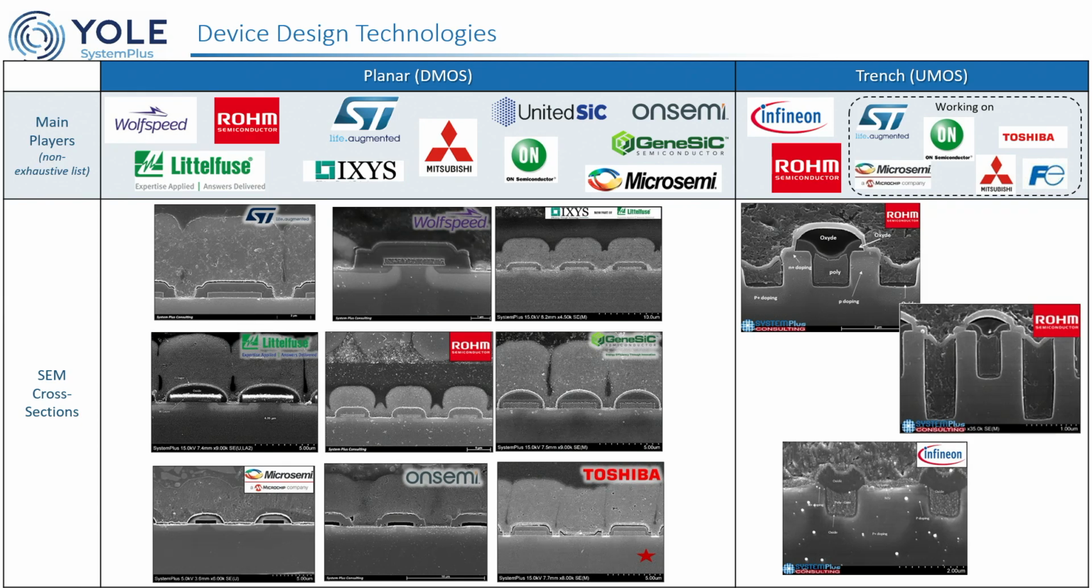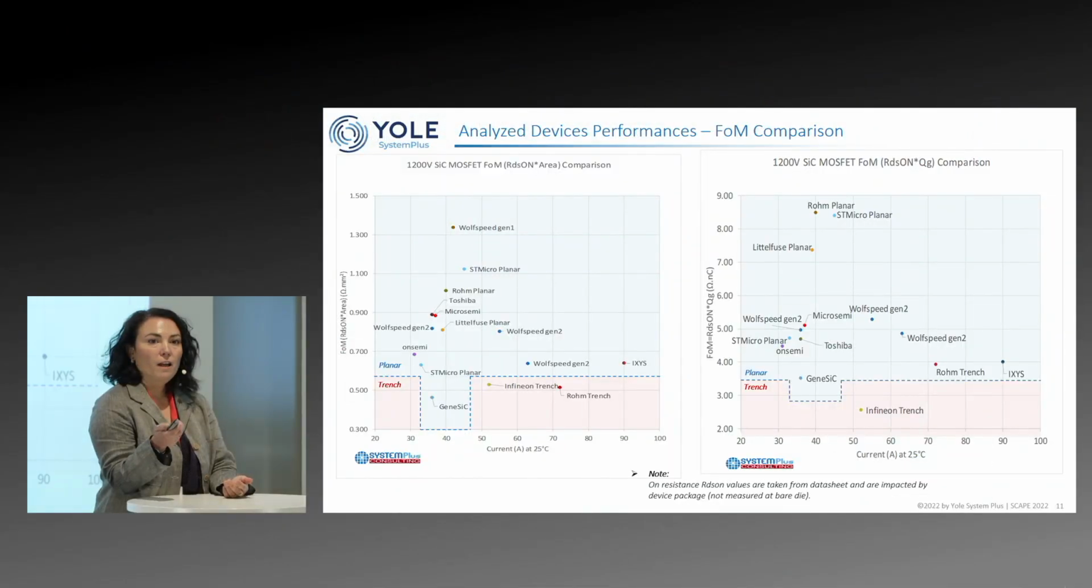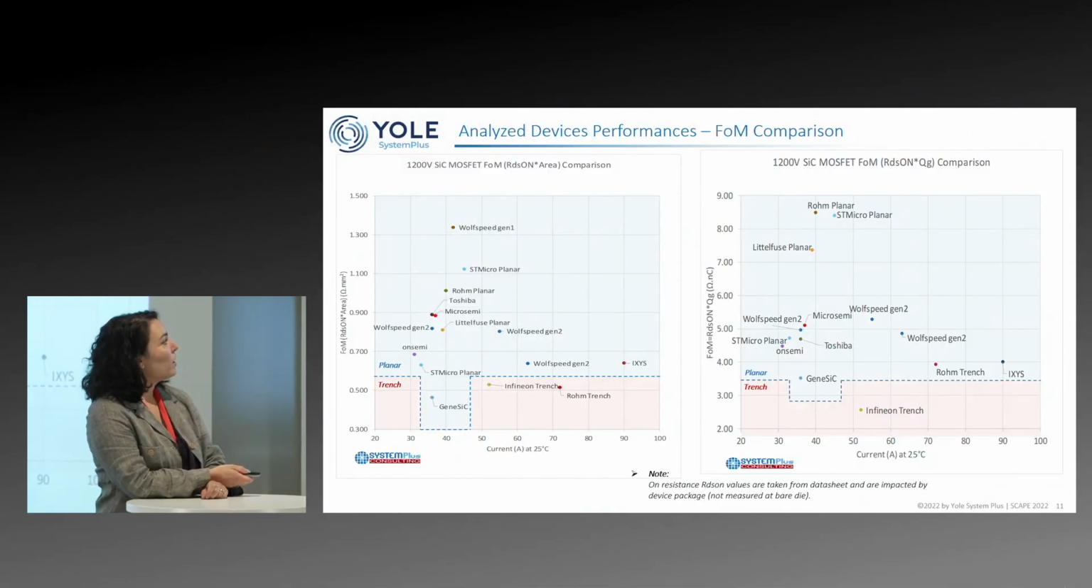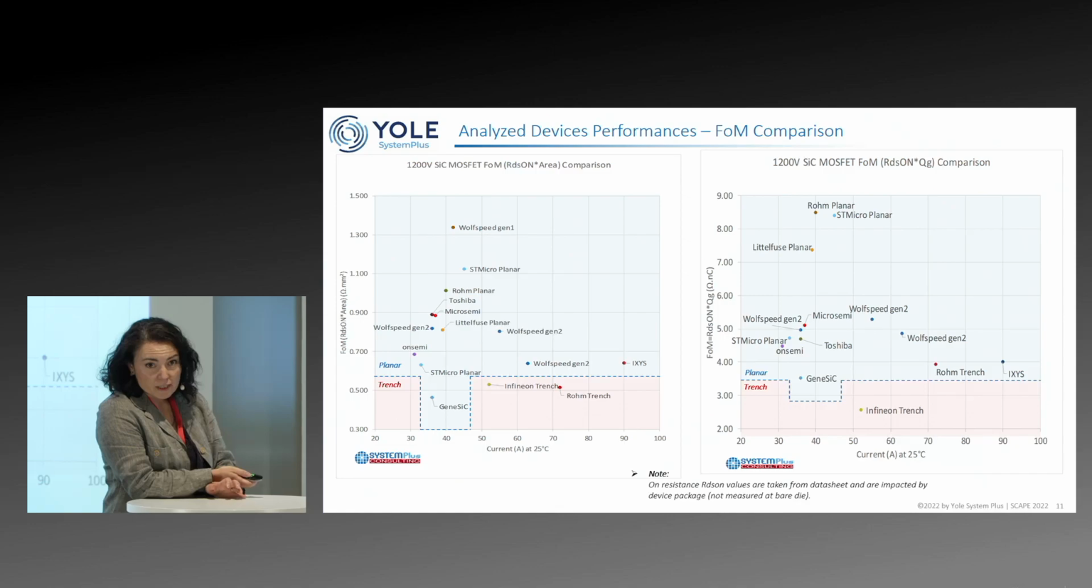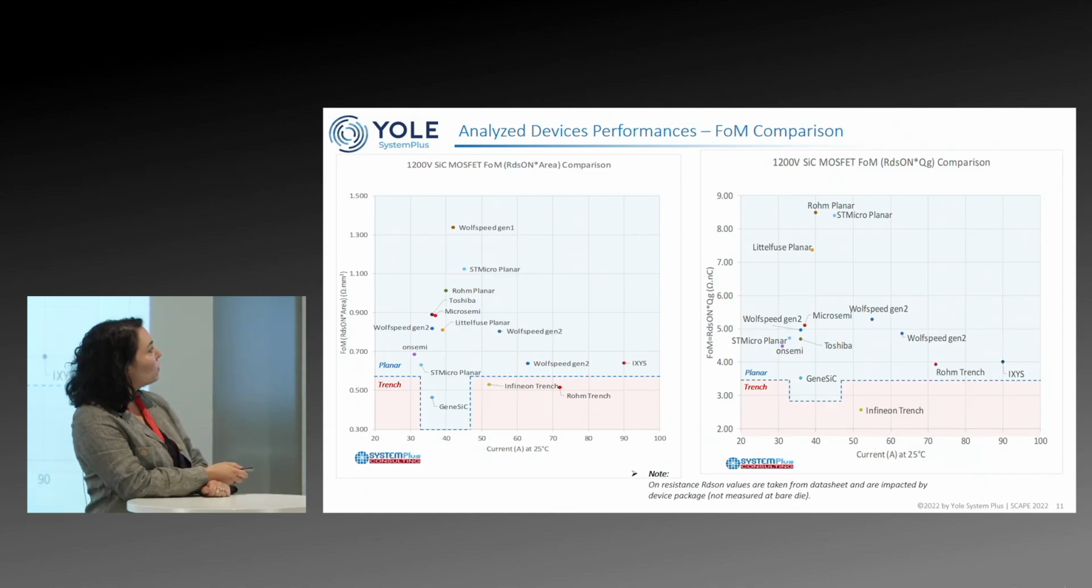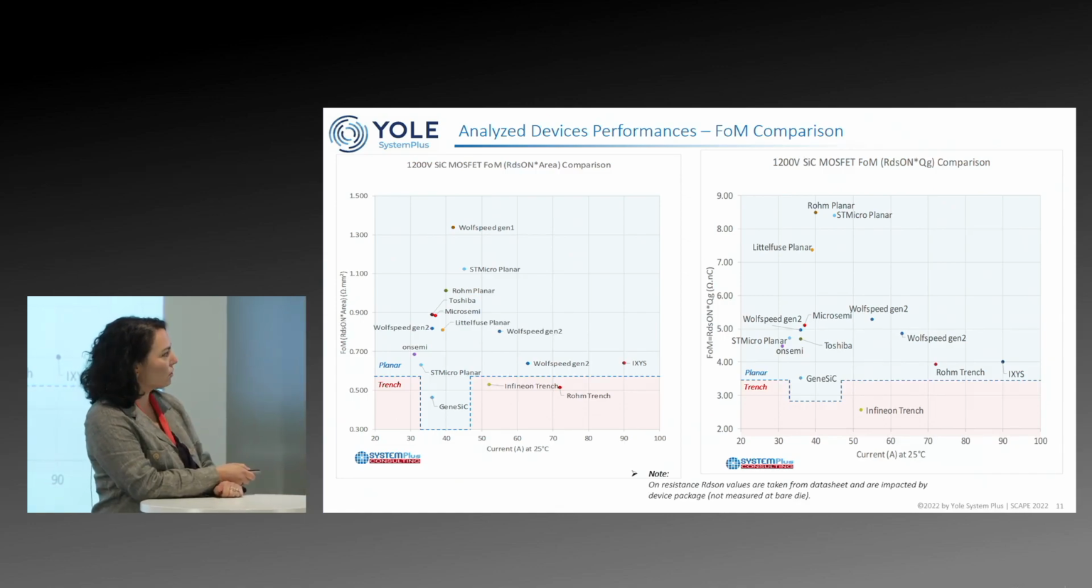In terms of trench, we have ROHM and Infineon, and here you have the fourth generation trench from ROHM. They increased the depth of the source to increase the performance, actually going down to the bulk of the device. We will also compare the performances. We want to have a look at the performances.